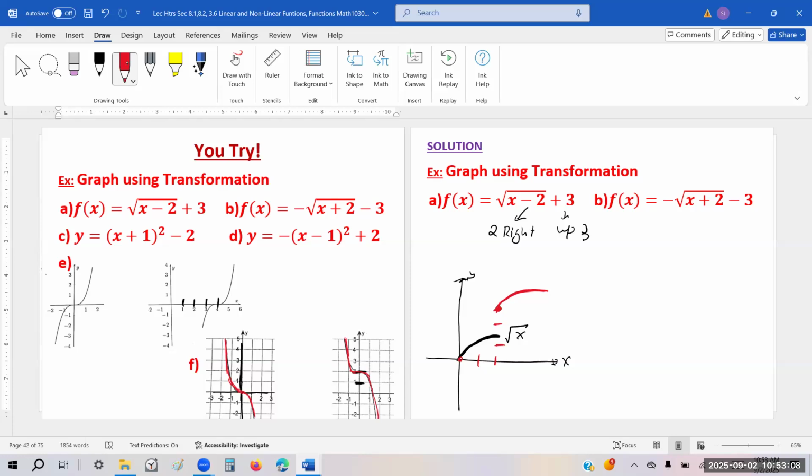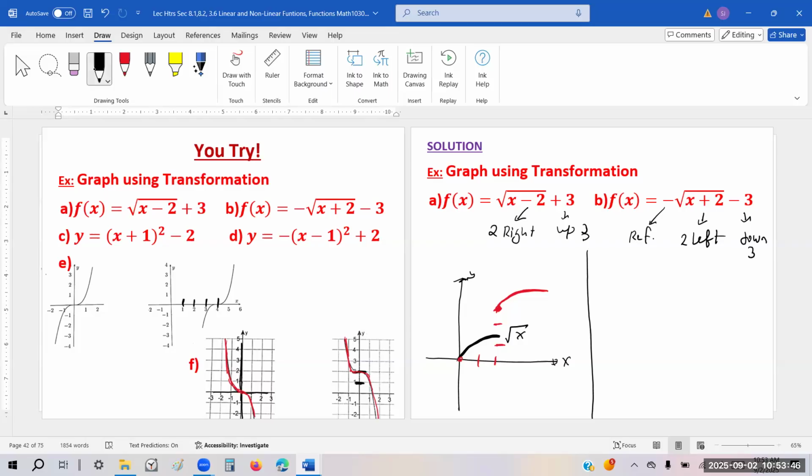Is there anybody who did not get this? No comments? Too shy? Is there anybody who got this? Great. Now volunteer for B. Reflect, to left, down 3.